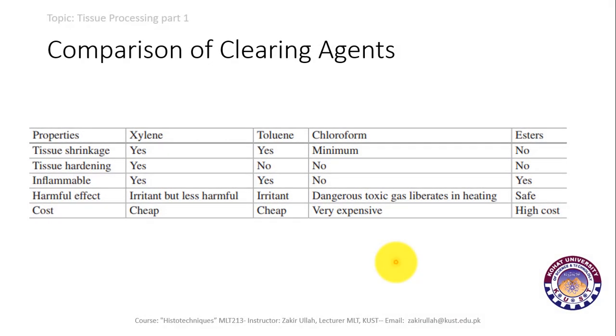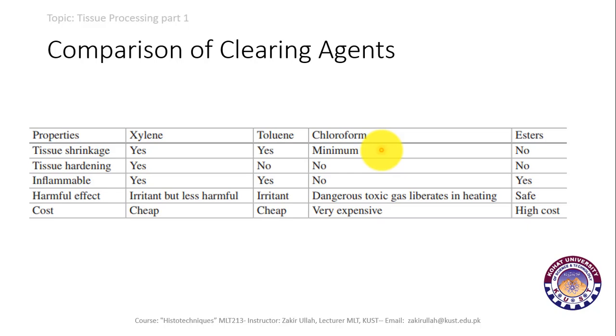This is the comparison of the different clearing agents: xylene, toluene, chloroform and esters. These are the routinely used clearing agents. So, xylene shrinks the tissue, it hardens the tissue, it is flammable. It has a harmful effect in that it is an irritant, but less harmful, and it is the cheapest of all. Toluene also causes tissue shrinkage, but it does not harden the tissue if exposed for a prolonged time. It also has an irritant effect on the body and it is also cheap.